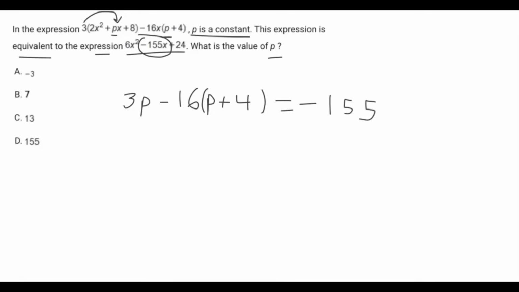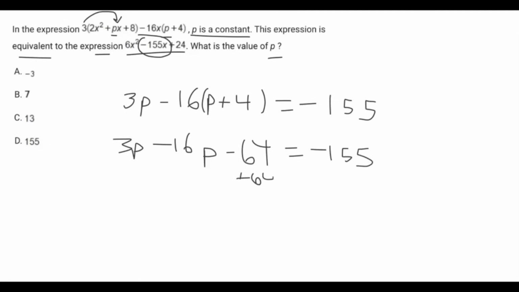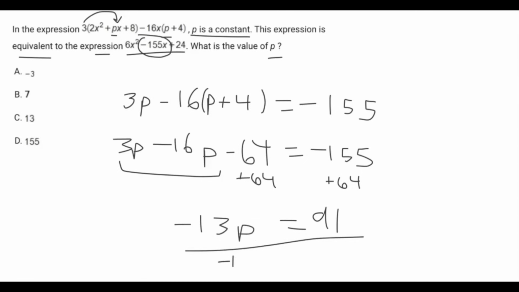All right, let's just do some distributive property. So negative 16 times p, negative 16p. Oopsies, okay. Negative 16 times positive 4 is just negative 64. And then we have 3p on this side. And this is equivalent to negative 155. And let's just do some simple algebra, right? We add 64 on both sides. And that will give us 91 on this side. And so now we're left with 3p minus 16p on the left side. And that will give us negative 13p. All right, and we can divide by negative 13.